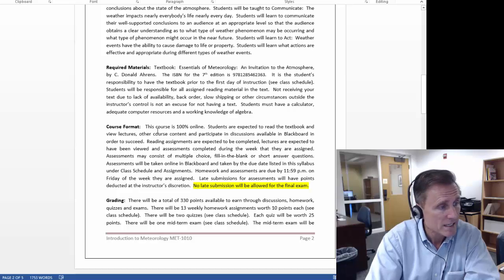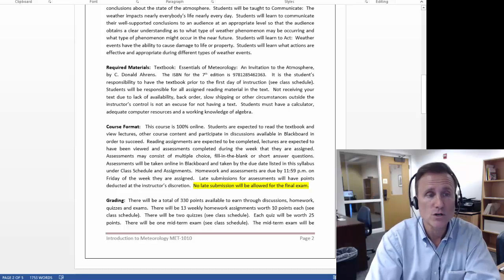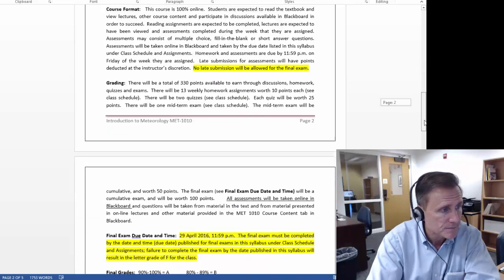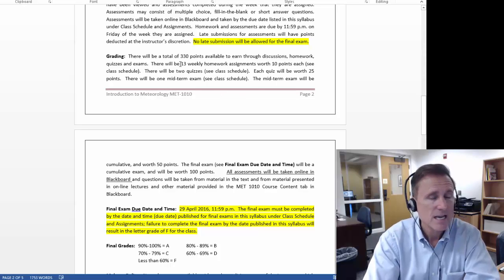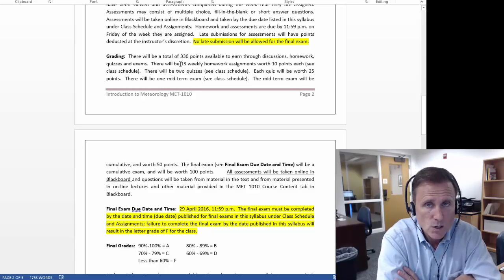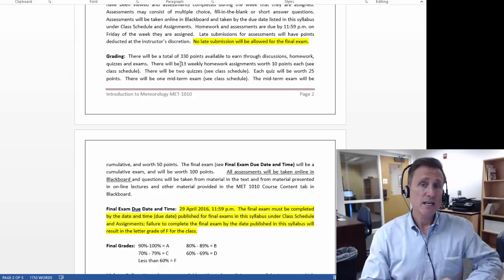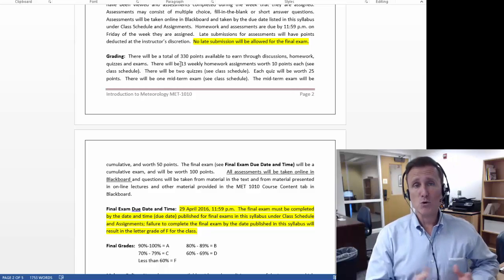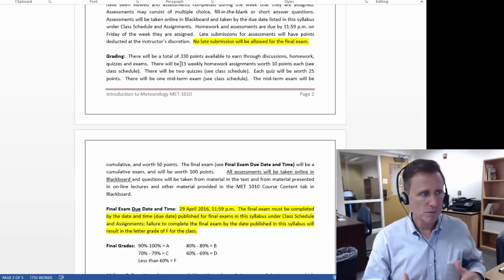In course format, this is a 100% online course. There will be a total of 330 points available to earn. That includes 13 weekly homework assignments, 2 quizzes, 1 midterm, and 1 final. The homework assignments are worth 10 points. The quiz is 25 points. The midterm is worth 50 points, and the final exam is worth 100 points. And all of that is taken online in Blackboard.